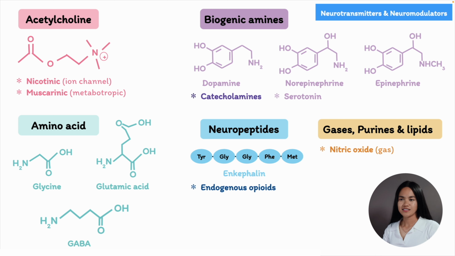All right. Next up are purines, ATP and adenosine, and these act as neuromodulators. And finally, lipids, which commonly act as neuromodulators. For example, we have prostaglandins.